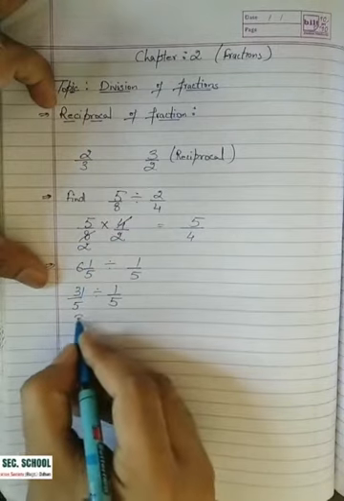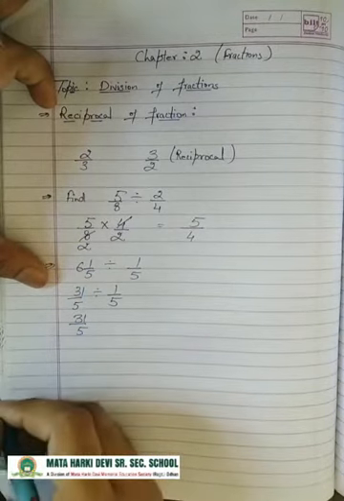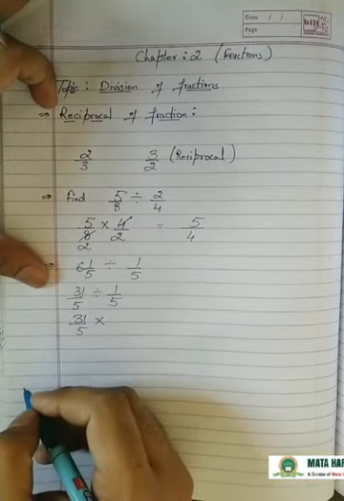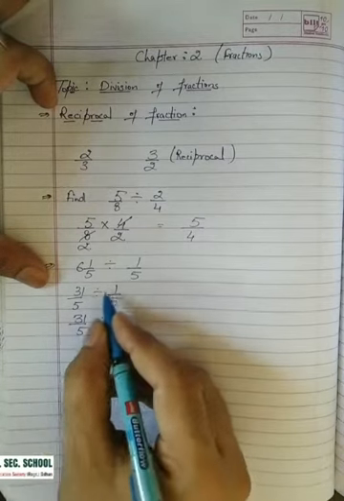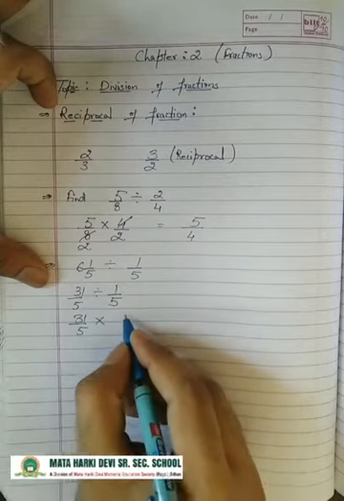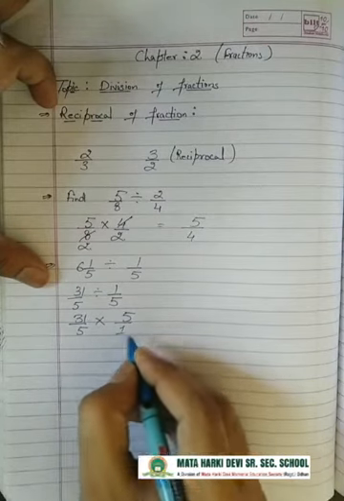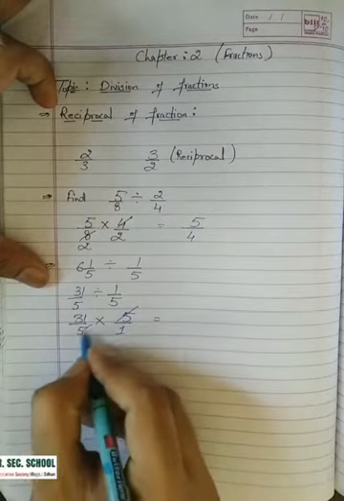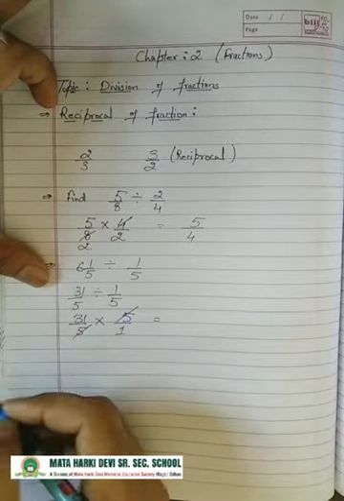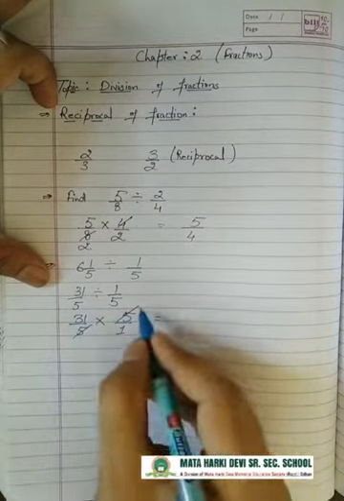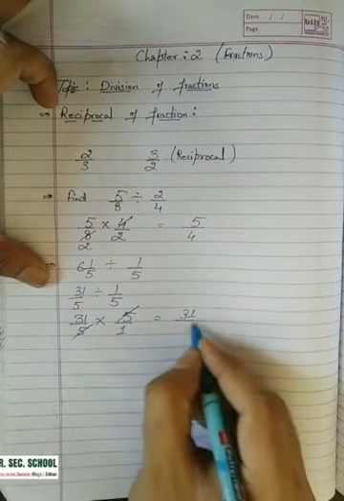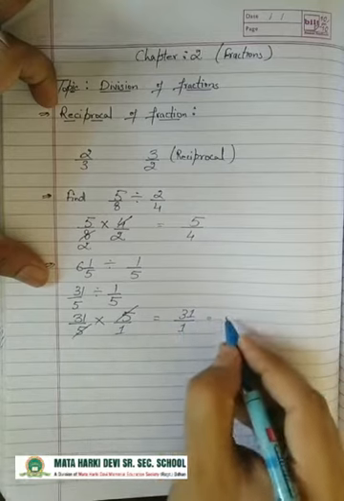We'll start our procedure of division. The first fraction should be as it is. Change the division sign into multiplication and then take the reciprocal of the second fraction. This is 5 by 1. Is there any cutting possible here? Yes, 5 by 5. So 31 multiplied by 1, that is 31, and 1 multiplied by 1, that is 1. So the answer is 31.